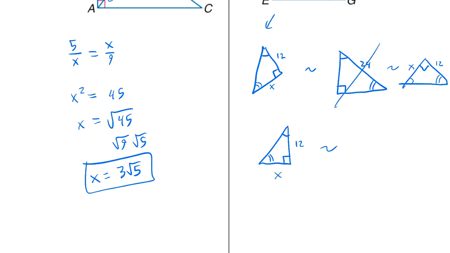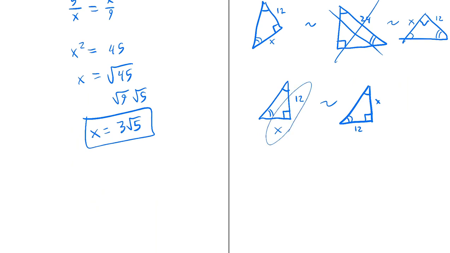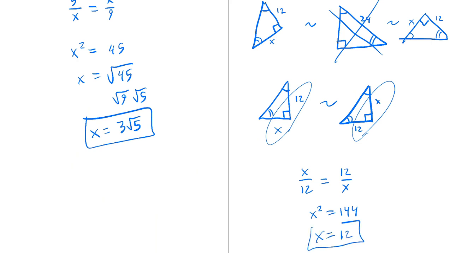And that's similar to, we're not going to end up using this one. So it's similar to the one on the right. I'm going to draw it shaped the same way, or oriented the same way. And between the 1 marker and the right angle is x. And between the right angle and the 2 was 12. And so our ratio here is x is to 12 as 12 is to x. Cross multiplying, we get x squared is 144, and we get x is square root of 144 or 12.